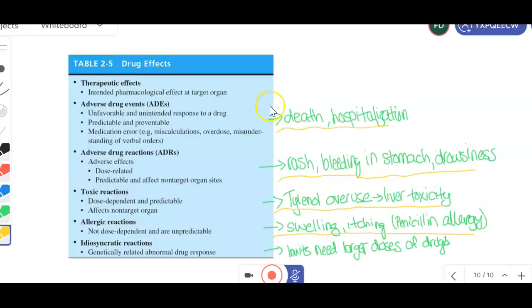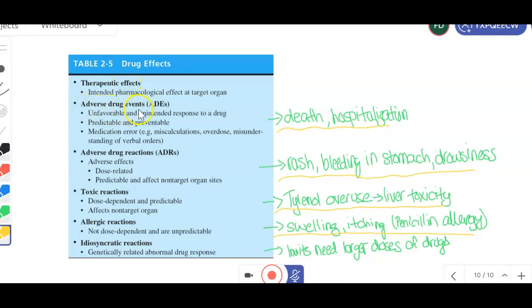Now, when you take a drug, there are many drug effects that can happen. So there's the therapeutic effects, and what that refers to is that the drug works. The drug makes you feel better. So if I have a fever and I take Advil or Tylenol, I feel better. That is known as a therapeutic effect.